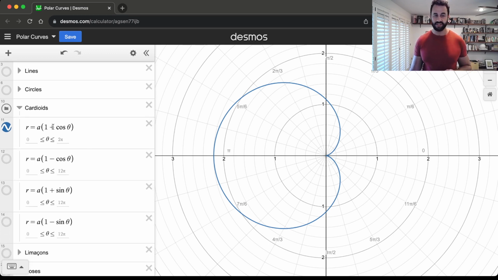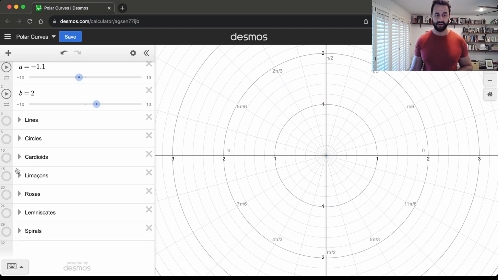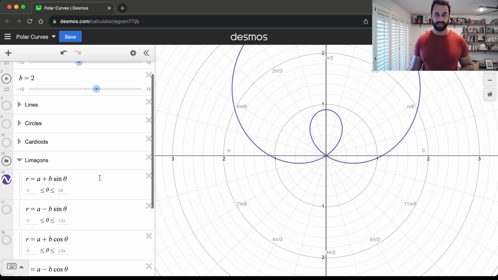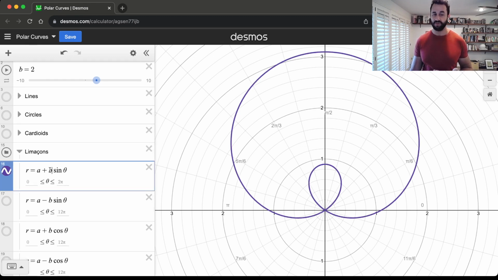Now, take a look at these equations here. See how it's like A times 1 plus cosine theta? You could also read it as A plus A cosine theta. Now let's compare this equation to that of a limaçon. That's French for snail. So limaçons have a little loop right here. And the size of that loop and the orientation of that loop is determined by a second parameter, B, right here.